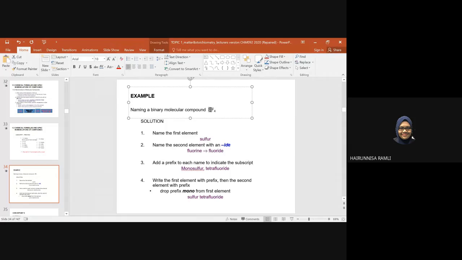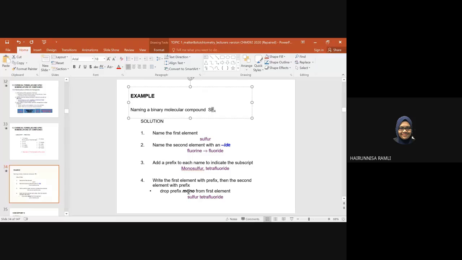Macam tadi, again, atom at the very beginning we will use the similar name which is sulfur, but fluorine since dia dekat belakang we will call it as sulfide. Okay, but dia ada four kat sini kan, so tadi sulfur prefix dia adalah mono, dia ada satu monosulfur, and fluorine dia ada empat tetrafluoride.